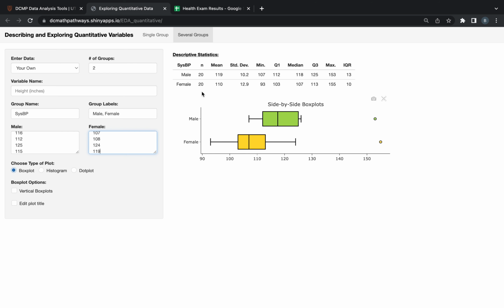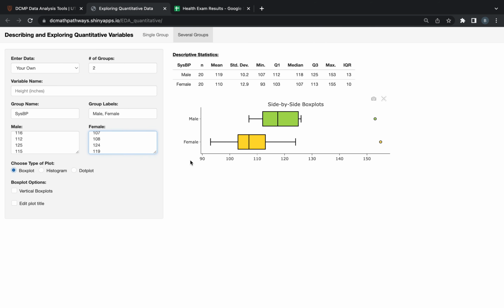You can see that it now splits them to compare the means of the two. You can see that the males had higher systolic blood pressure, in both the mean and the median. You can see with the box plots, the IQR, that inner 50% is going to be higher for the males than it is for the females. Both groups had one high outlier each. And you can see that the female data is more spread out, so they have a higher standard deviation because they're more spread out.